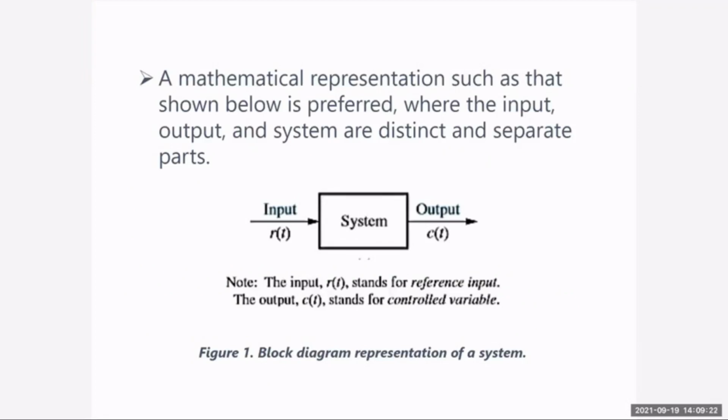We have discussed this in the last video for week 1, wherein the input, output, and the system are distinct and separate parts. We have here the input that will undergo the system, and you will receive an output. So our r(t) would be the reference input and c(t) is the controlled variable. That is why it is represented by r of t, or r as a function of t, and c of t, wherein it is embodied by reference input and controlled variable.